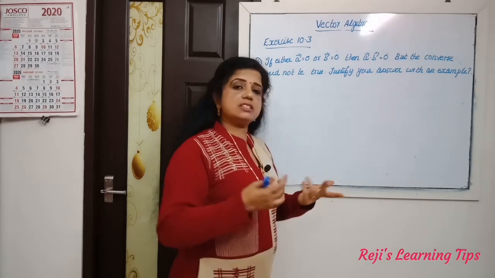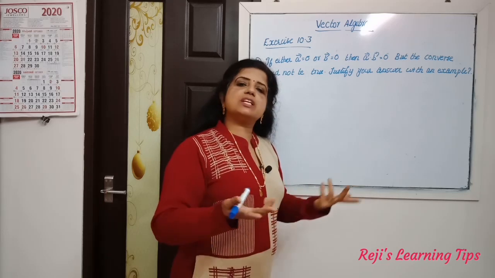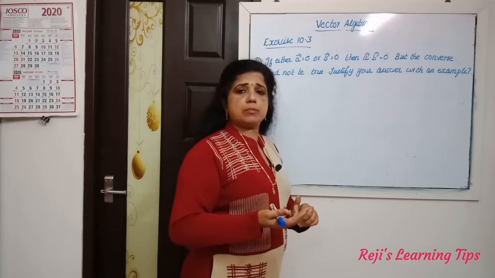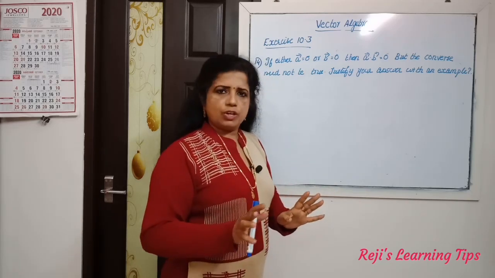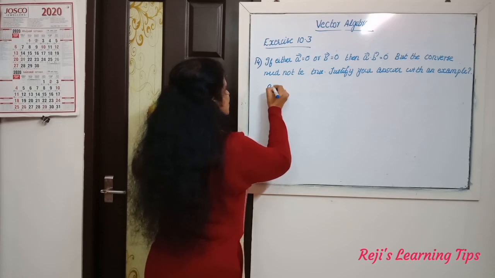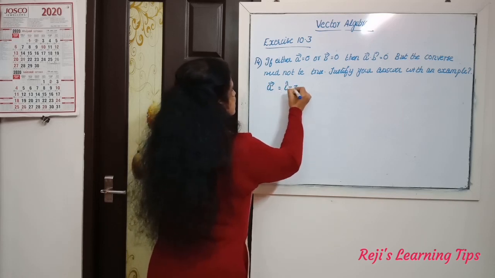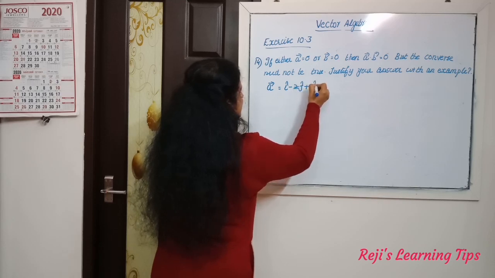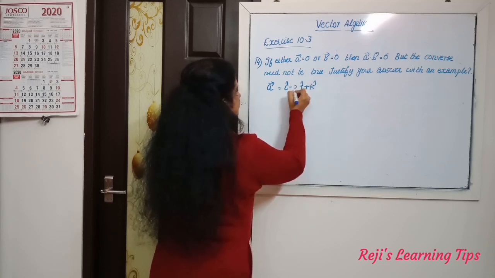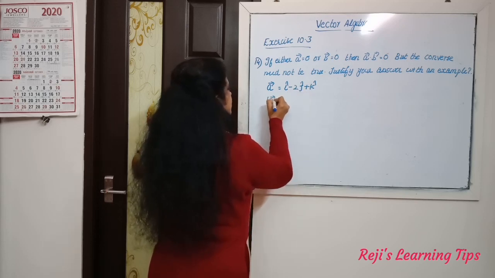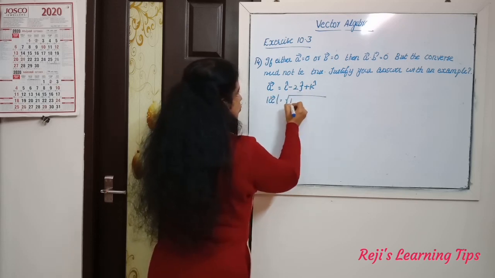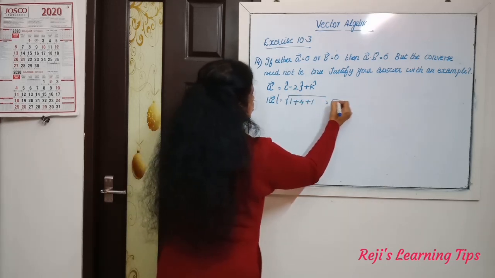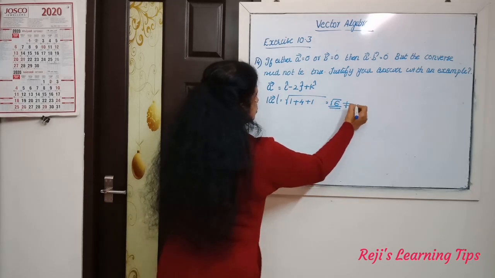Okay, a dot b is equal to 0 means a and b are perpendicular. We have to prove this with an example. Let us see. Vector a is equal to i minus 2j plus k. Then modulus of vector a is equal to root of 1 plus minus 2 square, that is 4, plus 1, that is equal to root 6, that is not equal to 0.